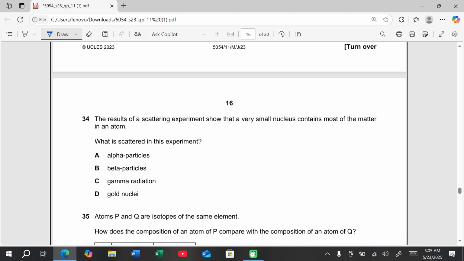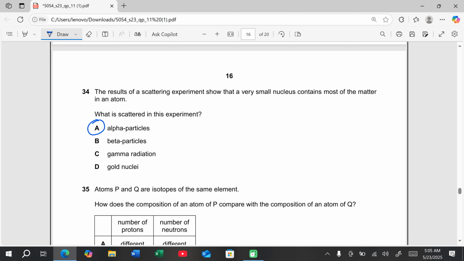The result of a scattering experiment shows that a very small nucleus contains most of the matter in an atom. What is scattered in this experiment? Since it is the alpha scattering experiment, it's going to be alpha particles. It is known by the name of the alpha scattering experiment.